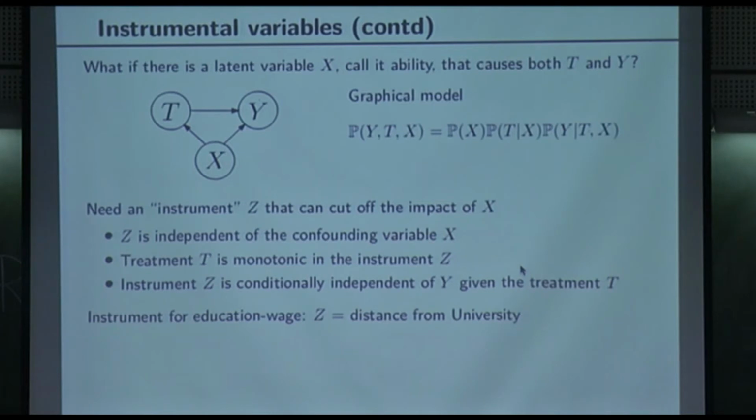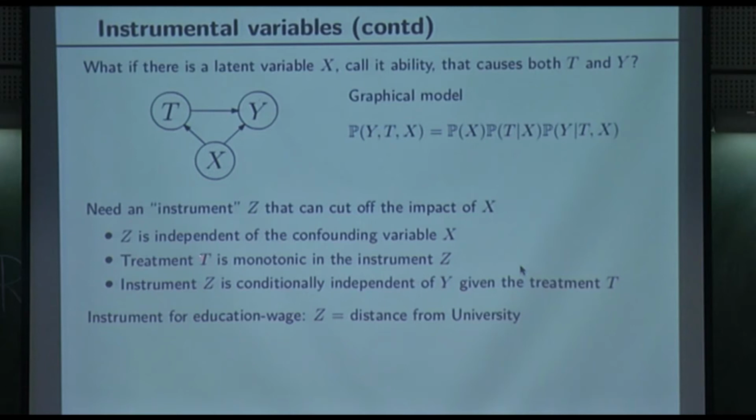So what we want to do in this instrumental variable approach is this: we need an instrument, a new variable that can cut off the impact of x. I want to understand the impact of t on y. The problem is that this impact of t on y is being confounded by this x. So I want to create a new variable that somehow breaks this relationship, and then I want to see what happens to t and y. So I want z to be independent of this confounding variable x, which is going to affect people. So I want a variable z that does not depend on x, or that z and x are independent.